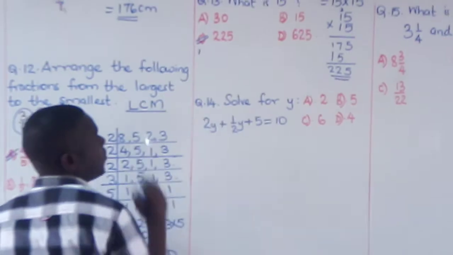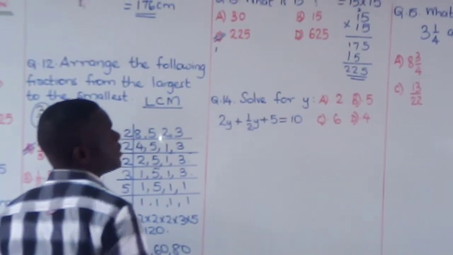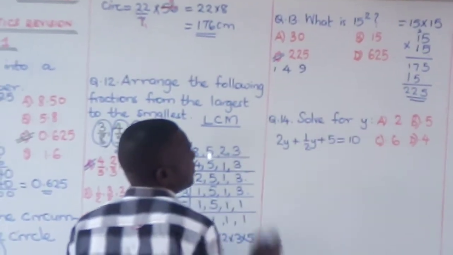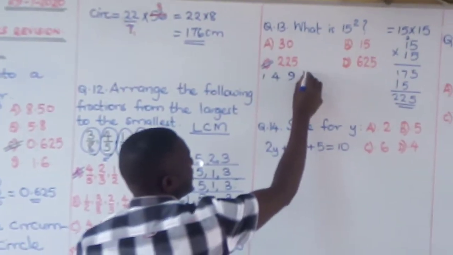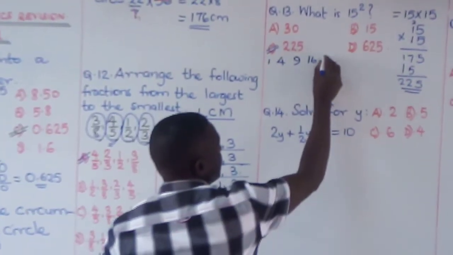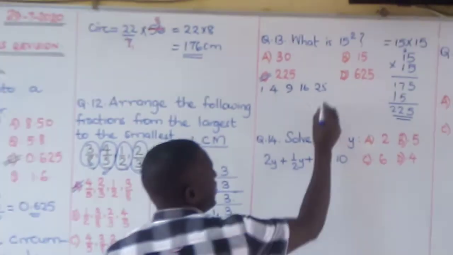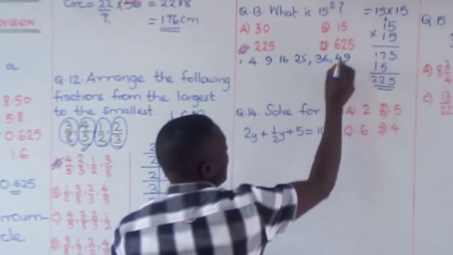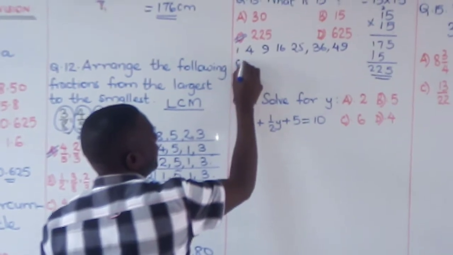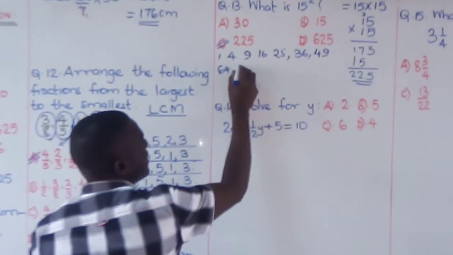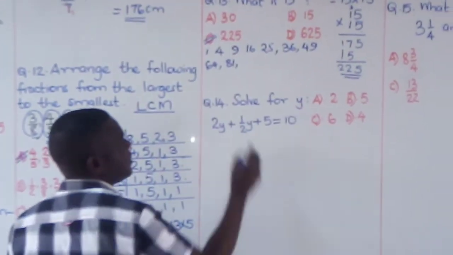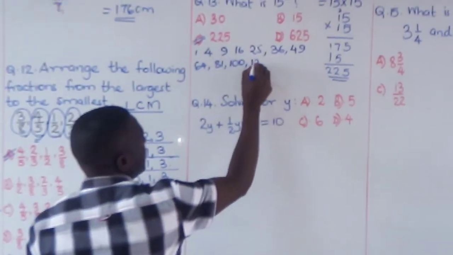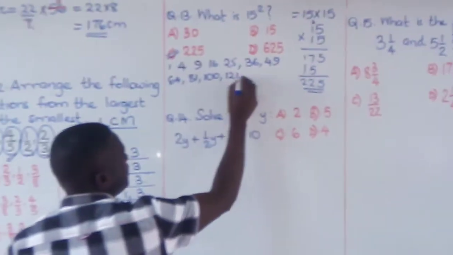1, the square of 1 is 1. 2, the square of 2 is 4. 3, the square of 3 is 9. 4, the square of 4 is 16. 5, the square of 5 is 25. 6, the square of 6 is 36. 7, the square of 7 is 49. 8, the square of 8 is 64. 9, the square of 9 is 81. 10, the square of 10 is 100. 11, the square of 11 is 121. 12, the square of 12 is 144.